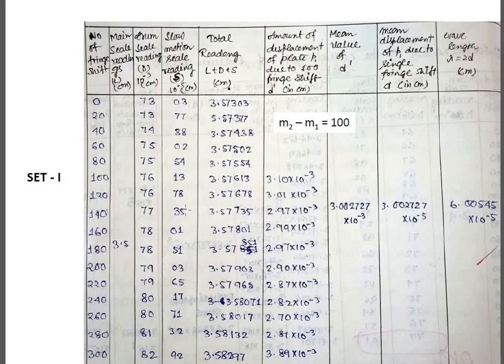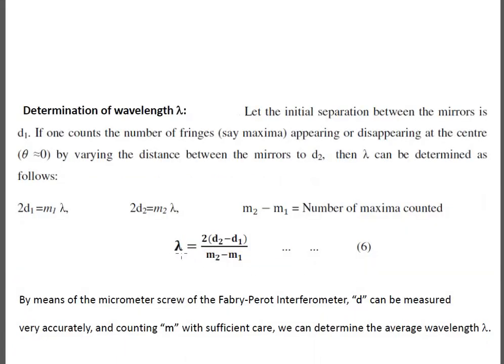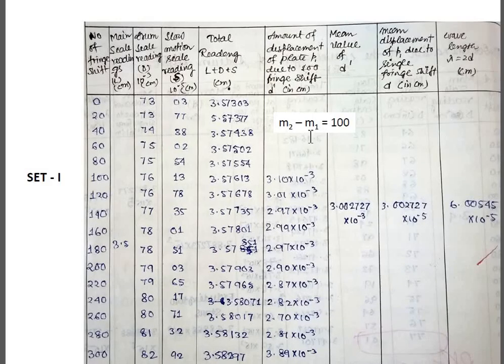So after this, what I am doing, you remember this formula here, lambda is equal to twice of d2 minus d1 divided by m2 minus m1. Now this is what I am doing. So this is the 0th reading and this is the 100th reading. So I am doing the subtraction. This minus this. That means m2 minus m1 is equal to 100. And again by doing the subtraction of these distances as well. And this gives me then overall this wavelength.